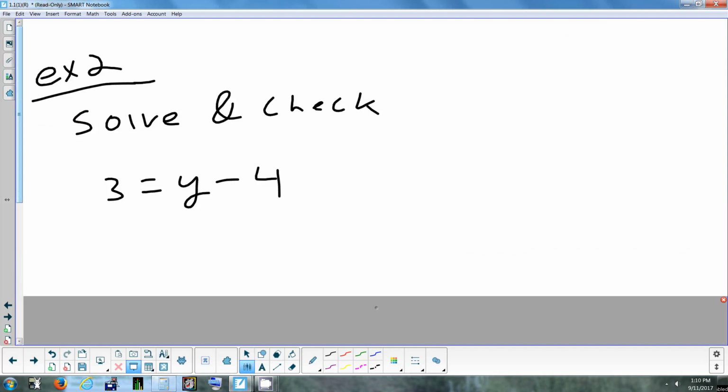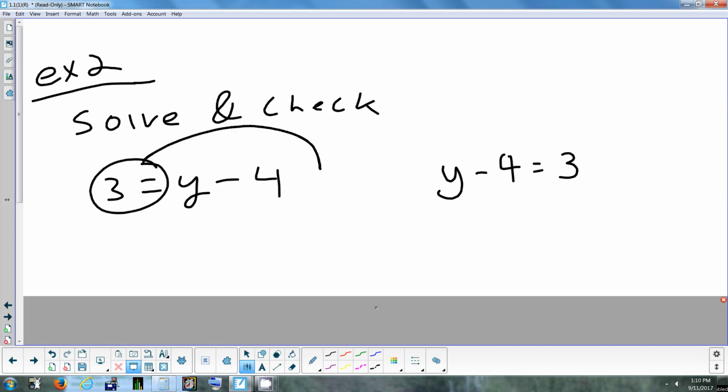Yeah, because normally when we see equations, the equal sign's at the end. So like Joe just said, Joe, how would I write that? What would it say? Y minus 4 equals 3. So this and this are exactly the same. All we did was take this and move it to the end. So that's one way you could start.